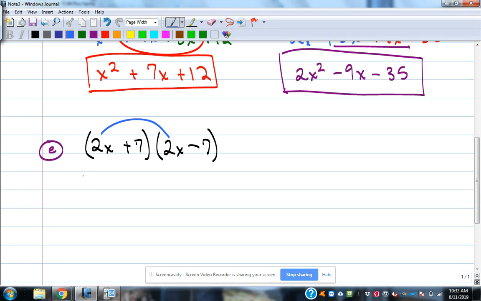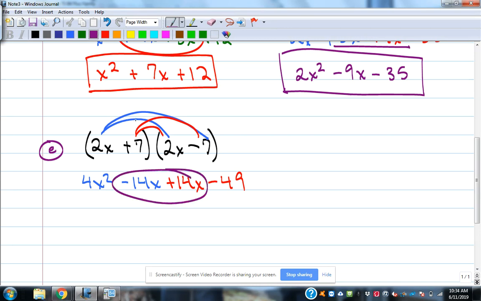2x times 2x would be 4x squared. 2x times negative 7 would be negative 14x. And then the 7 to both of those. So that'd be positive 14x and negative 49. Look for like terms. Hey, I got a couple of them in the middle here. I got a negative 14x and a positive 14x. They're going to cancel one another out. Give me 0x. So I have 4x squared. I don't have any plain x's, so I'm not going to write them. So minus 49.